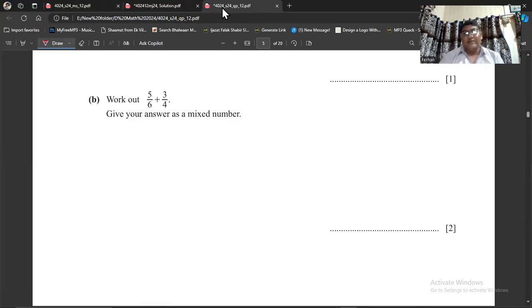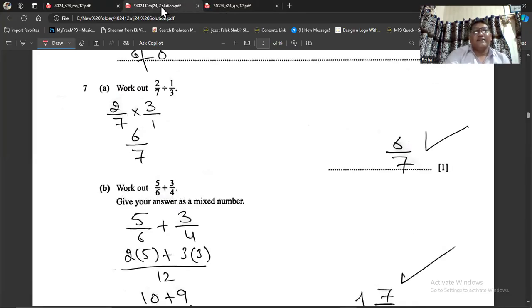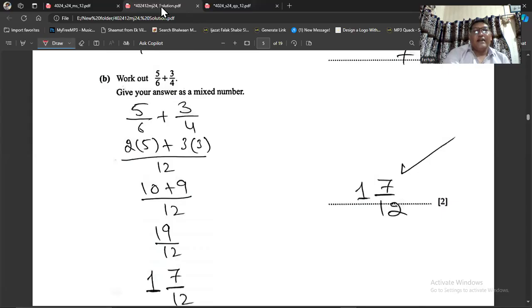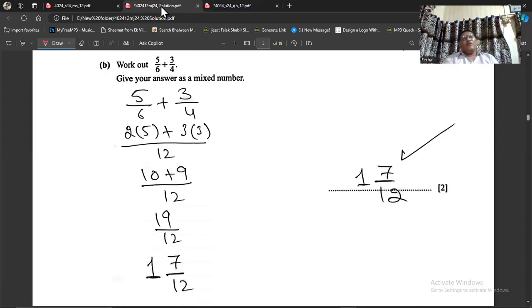So I will take the LCM of the denominators, which are 6 and 4. That LCM will be 12. So we will take that LCM, and here we go. You divide this LCM with this denominator, you will get 2. That 2 will multiply with this 5, so you get 10.